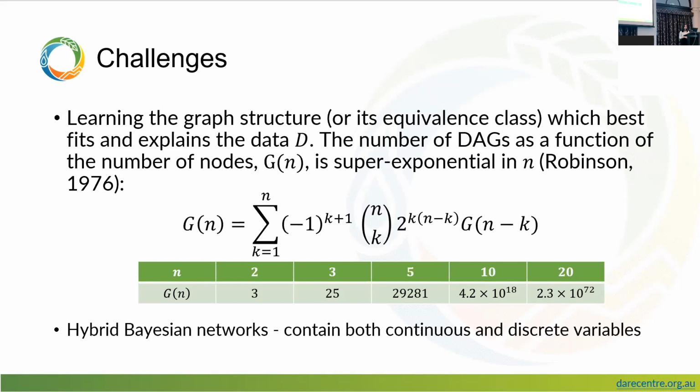And on top of this computational challenge, working with datasets that contain a mixture of continuous and discrete variables is also a big problem. The literature up to recently focuses on either continuous or discrete random variables and is quite limited for hybrid Bayesian networks.